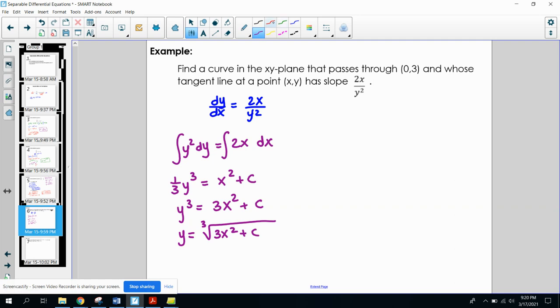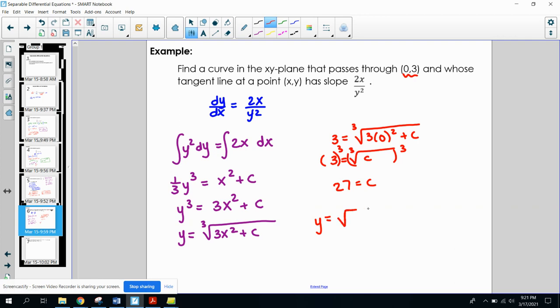And it has to pass through the point 0, 3. So we're going to plug in 3 for y, and then I have the cube root of 3 times 0 for x squared plus c. So we'll get that 3 equals the cube root of c. I have to cube both sides, and I end up with 27 equals c. So our particular solution here is y equals the cube root of 3x squared plus 27.